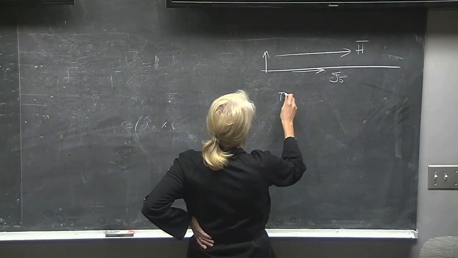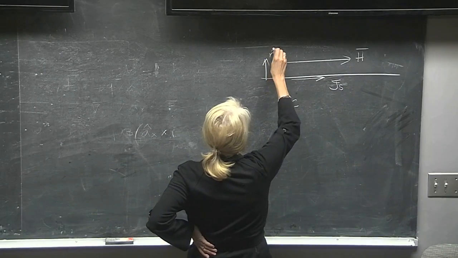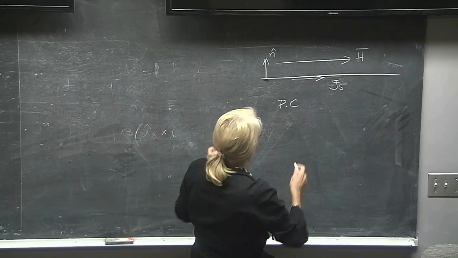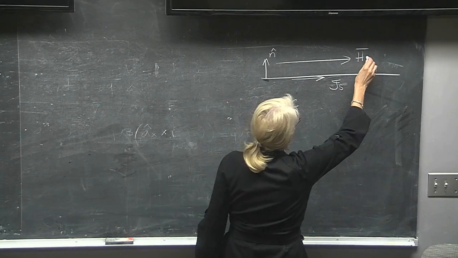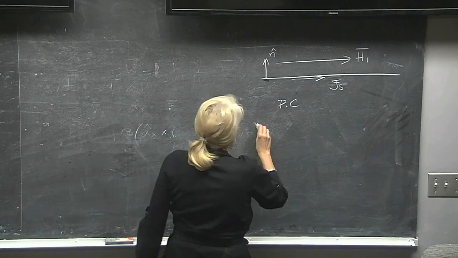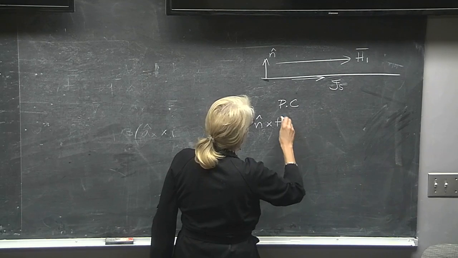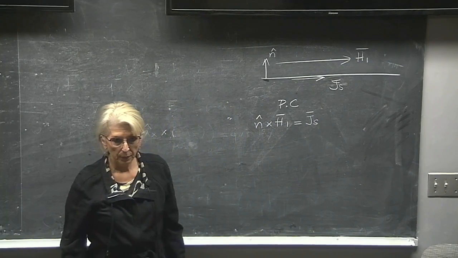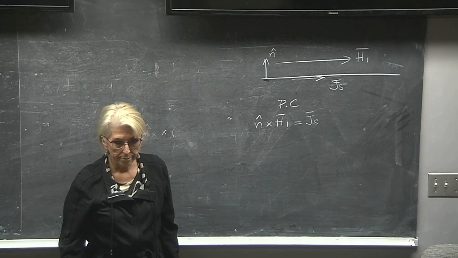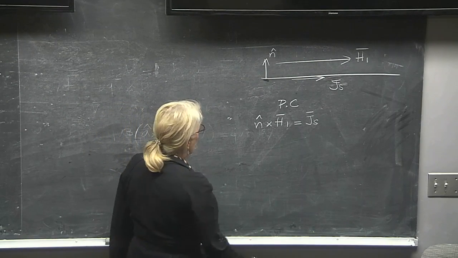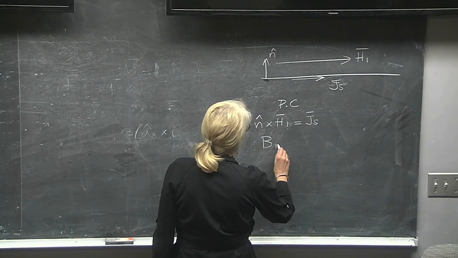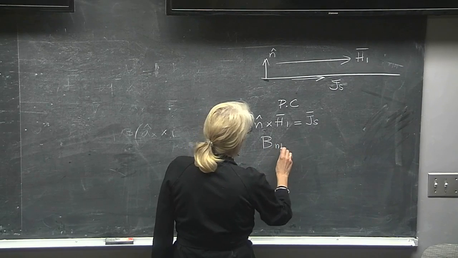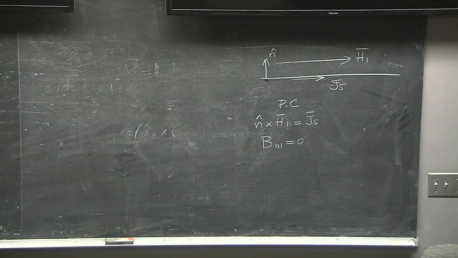So, if this is the perfect conductor, and n is the normal vector of the surface, towards the outside, and this is H1, then one of the boundary conditions for this conductor is that this, n cross H1, is equal to J sub S. All right? And the other boundary condition is B normal now, because this is tangential, as you can imagine, because of n and the cross product. B normal, 1, then is 0 on a perfect conductor.